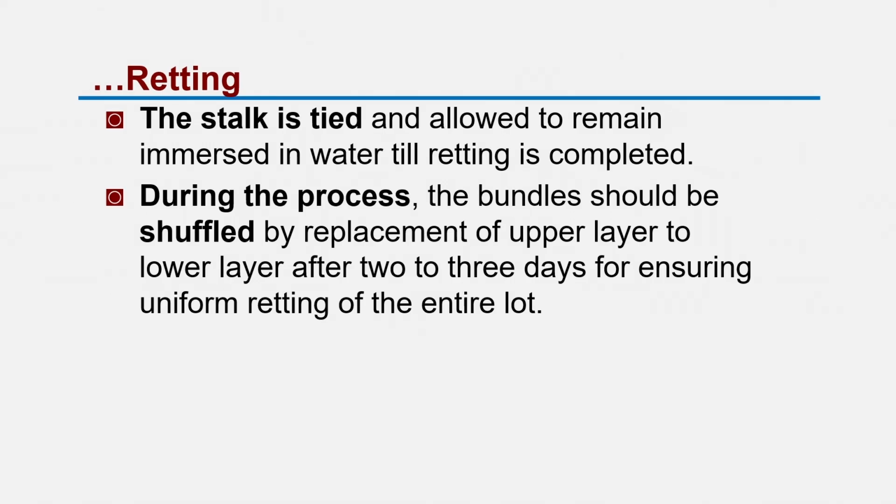During the process, the bundles should be shuffled by replacing the upper layer with the lower layer after 2 to 3 days for ensuring uniform retting of the entire load. So, this practice is also important. If we do not shuffle the bundles, then some bundles may rot faster than the others. So, all bundles should get equal opportunities for retting. Therefore, by turning them up and down, we can create a uniform retting process.